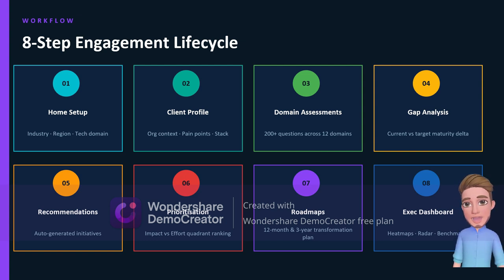The recommendation engine auto-generates the initiatives, and the prioritization engine sequences them by impact and effort. Steps 7 and 8 deliver the client transformation roadmap and executive dashboard. The entire cycle, from the kickoff workshop to client presentation, can be completed in 3 to 5 days, compared to 4 to 6 weeks with traditional approaches.